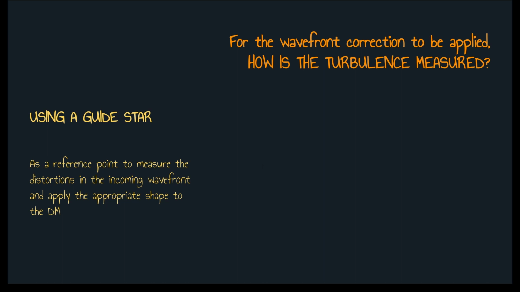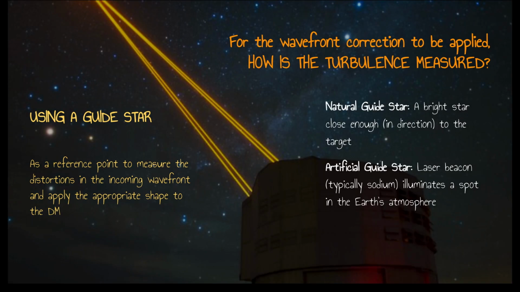It comes in two types, and you've actually already seen one type. Remember the laser beams from the title slide? That's for a guide star. We can thus create an artificial guide star using a laser beacon to illuminate a spot in the atmosphere. Or we can use a bright star close to a target if such a star is present.